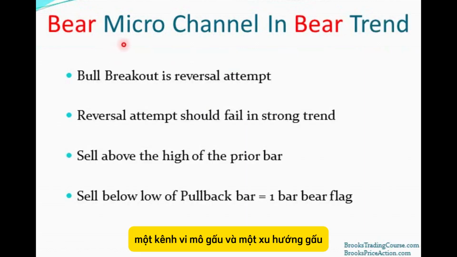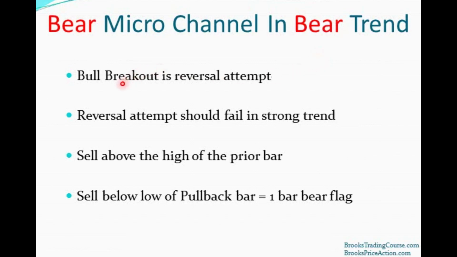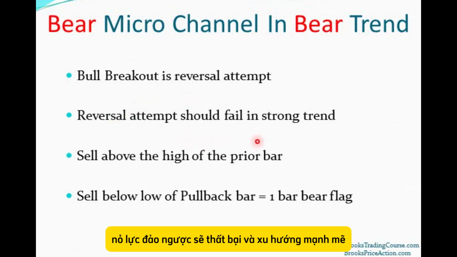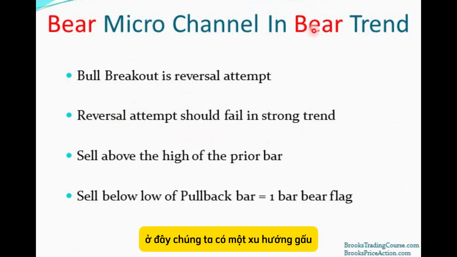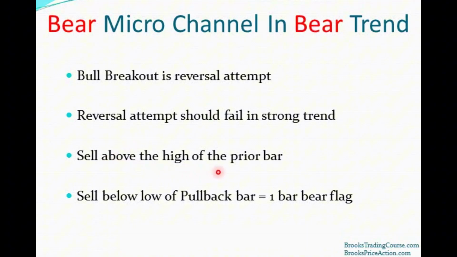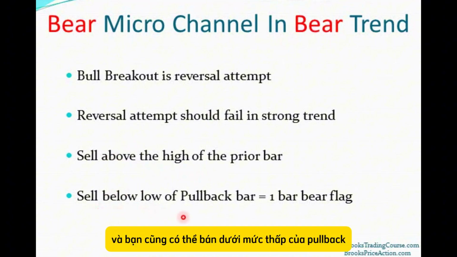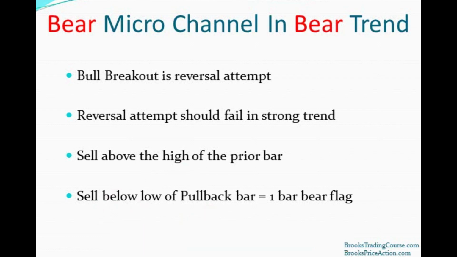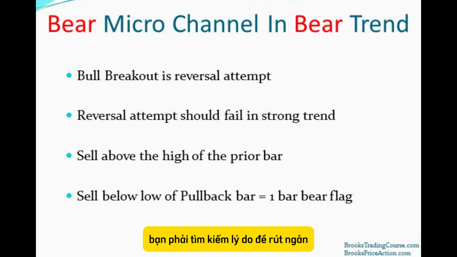A bear microchannel and a bear trend. The bull breakout is a reversal attempt. Reversal attempts should fail in strong trends. Here we have a bear trend. So you sell above the high of the prior bar. And you can also sell below the low of the pullback. So since it's a bear trend, you have to be looking for reasons to get short.